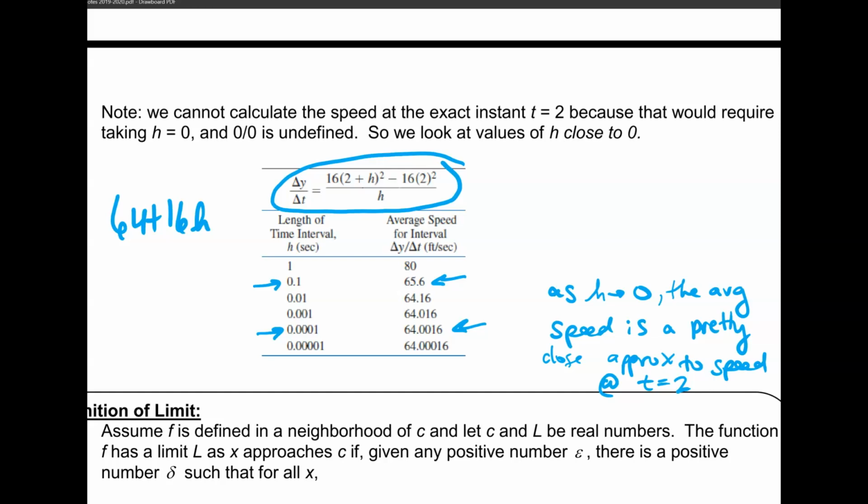But by using this average speed formula, it allows me to zero in on it. So having this idea of zeroing in on a number, getting really, really close without actually hitting that number, this is starting to get the idea of a limit, which, surprise, is the next thing we're going to talk about.